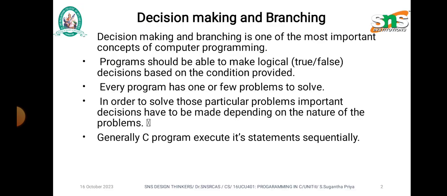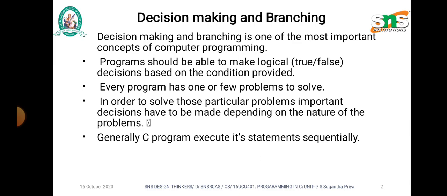Before entering into the video, we have to know what decision making and branching are. Both decision making and branching statements in C language are among the most important concepts of computer programming. Programs should be able to make logical decisions, that is true or false decisions, based on the condition provided. Every program has one or many problems to solve. In order to solve those problems, important decisions have to be made depending on the nature of the problems, and these should be taken by the programmer.